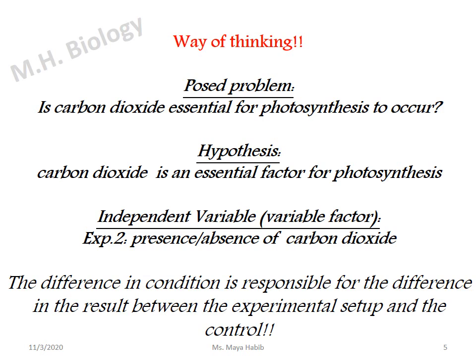So, we answer ourselves. The posed problem: is carbon dioxide essential for photosynthesis to occur? The hypothesis: carbon dioxide is an essential factor for photosynthesis. The variable factor is the carbon dioxide, its presence and absence. Of course, the difference in this condition is responsible for the difference in the result between the experimental setup and the control.